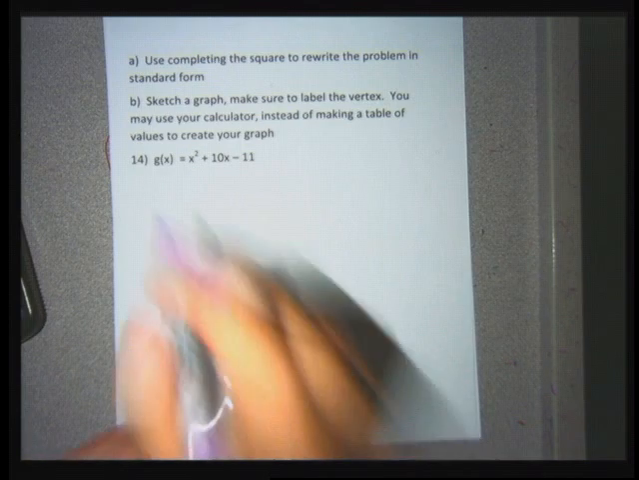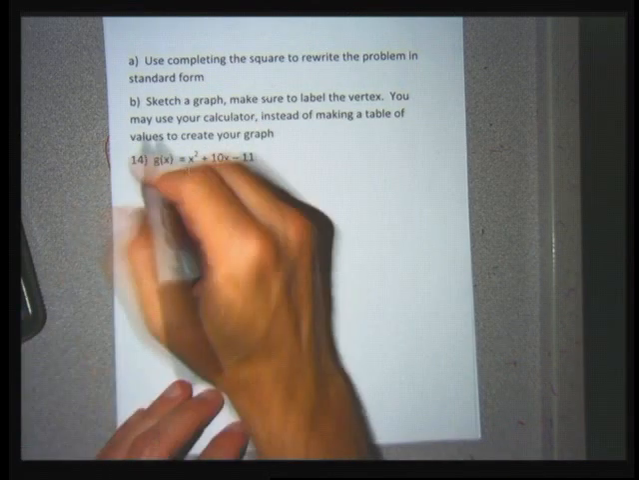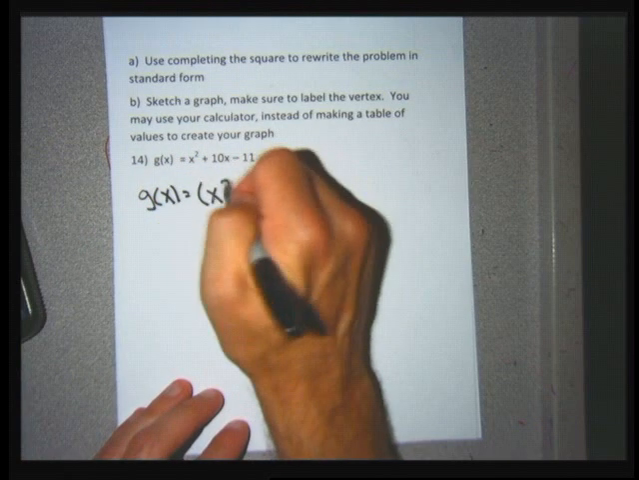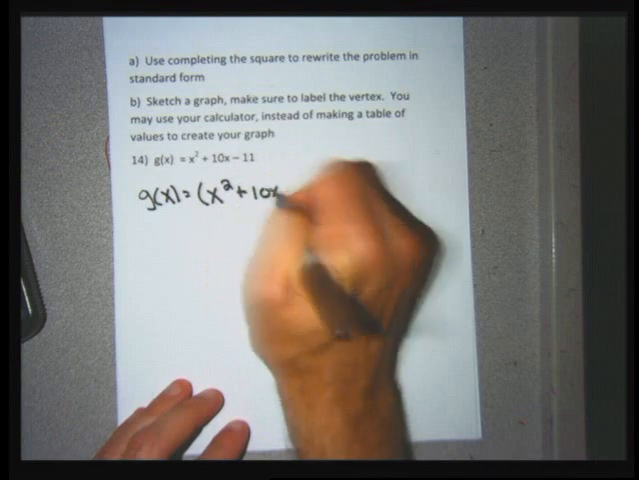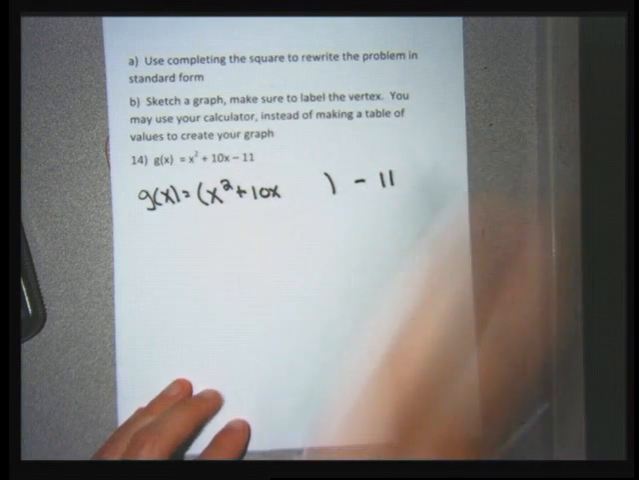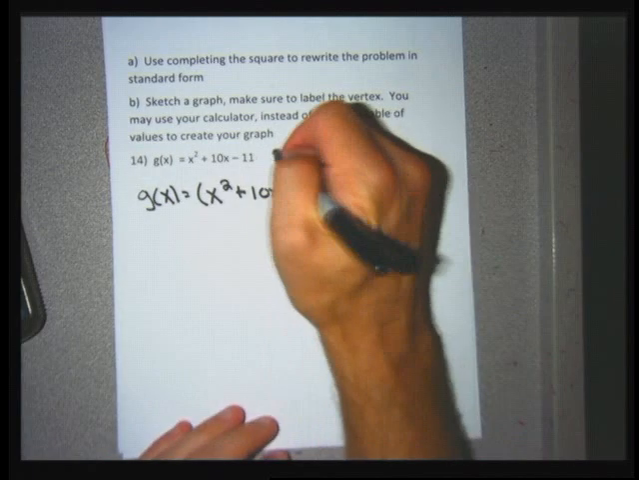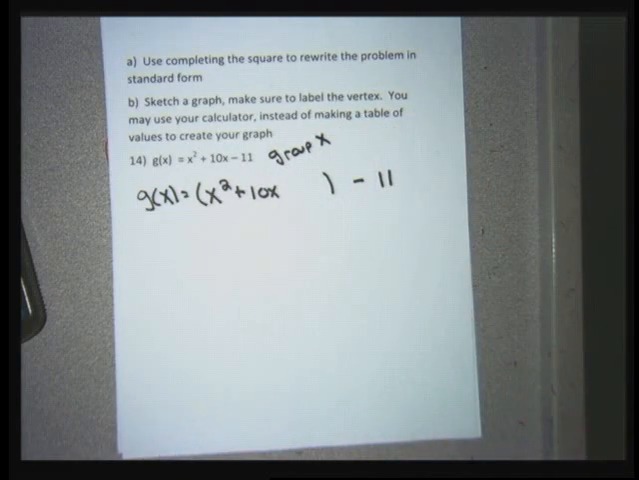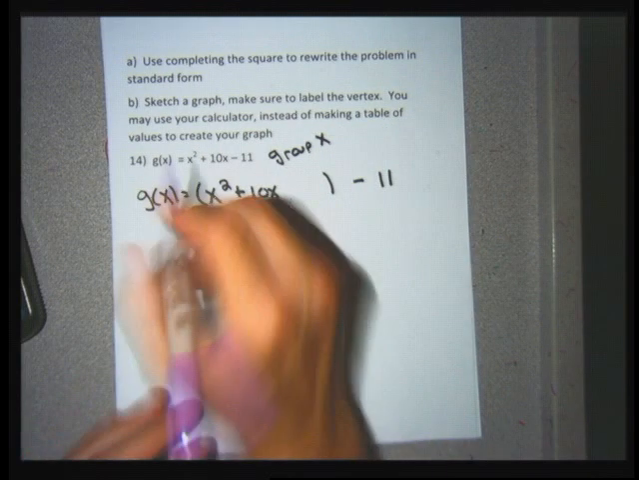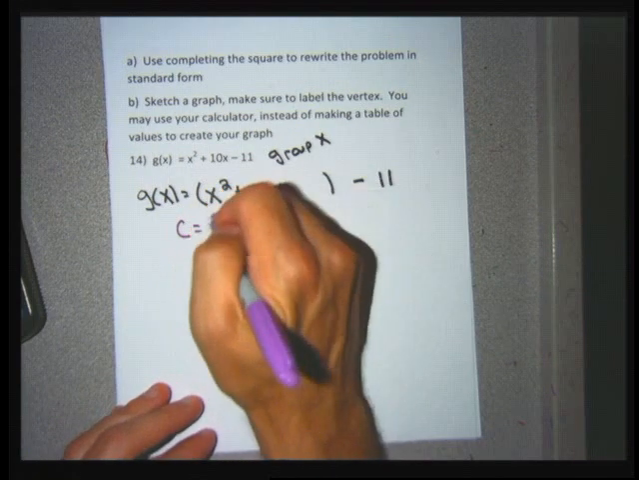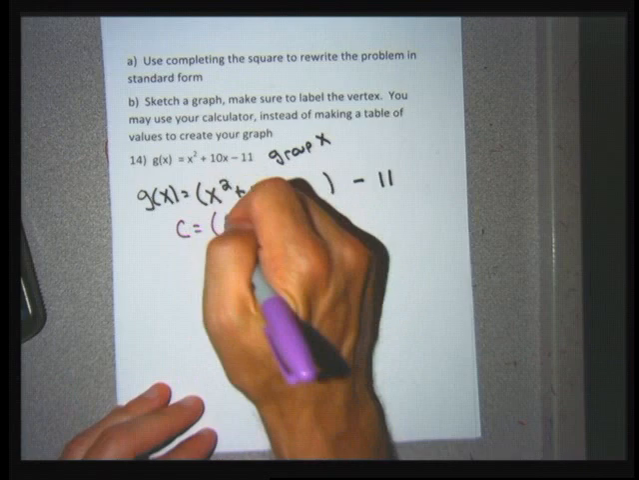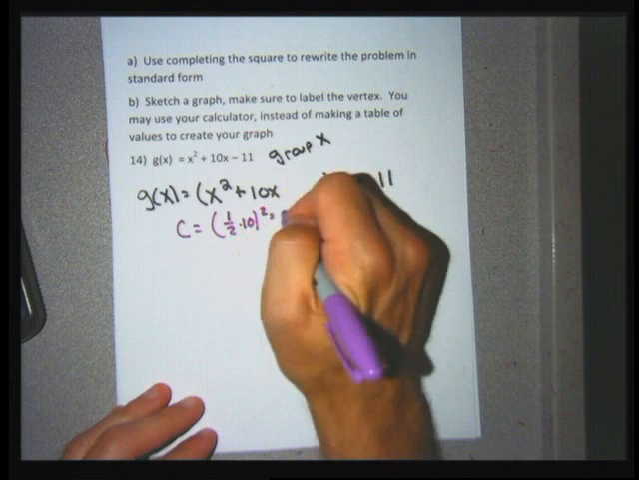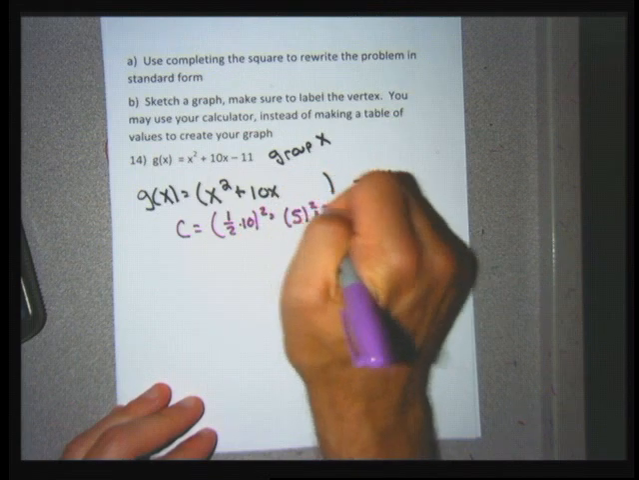So what I'm going to do first is group the x's. I'm going to try to make these problems look like the first problems. First step is group the x's. I throw them in a parentheses. Now I'm going to find a c. We've done c's by completing the square. C is going to be half of that 10 squared. So half of 10 squared is 5 squared, which is 25.